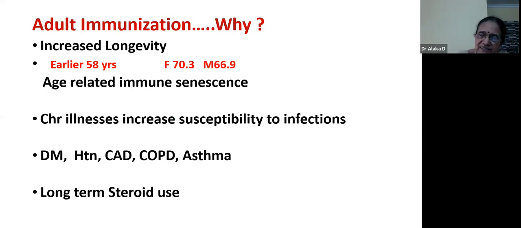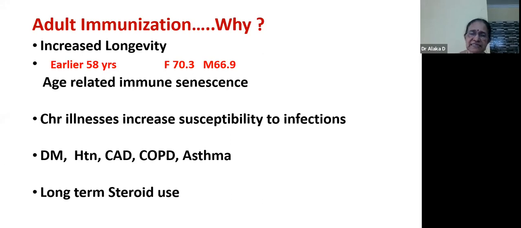Why adult immunization? Now I am talking about people in the middle-aged group or more than 50. Because of our better conditions, longevity has increased. Earlier, the longevity was 58 years. But now, in India, the longevity of females is 70.3 years, and in males it is 66.9 years. So we now have an aged population of more than 60 years of age. So there is an increased longevity.